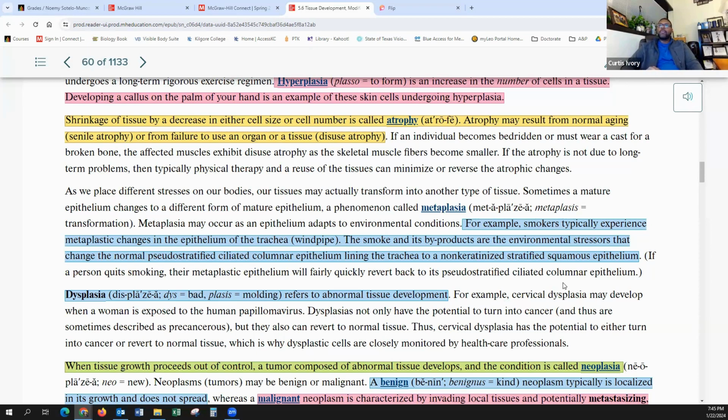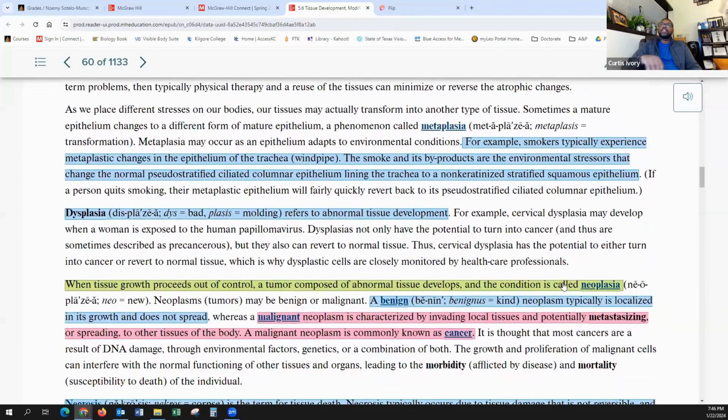Dysplasia refers to abnormal tissue development. So if a tissue is not growing properly and starts growing kind of abnormally, meaning you start having a mole or something that pops up, that would be referred to as dysplasia. Now, when tissue starts growing out of control and you start having what's called a mass, that's referred to as a tumor. Sometimes that tumor can be malignant, which means that it has spread, or it can be benign, which is this word right here. Benign means that it's still in the same place and has not moved.